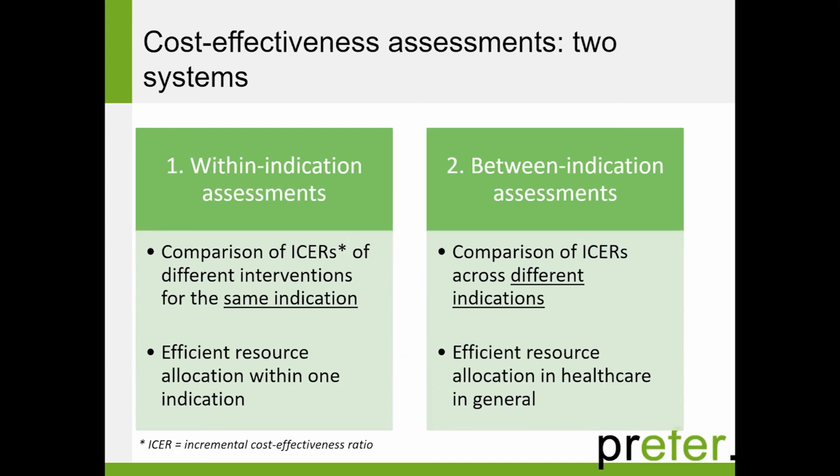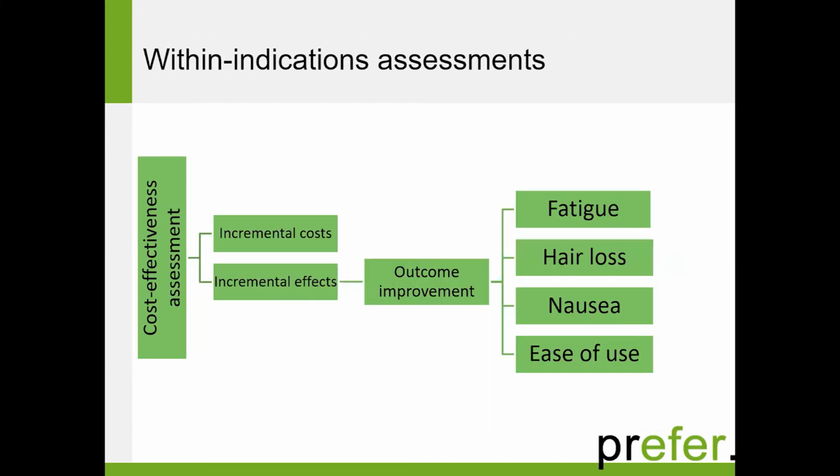But other countries like the UK, for instance, say, no, we don't have to look at one specific indication. We have to allocate our resources efficiently across the entire healthcare system. So we need to be able to compare the incremental cost effectiveness ratios for different indications, so across indications. And this has implications for the relative effectiveness assessment that you do in your health technology assessment.